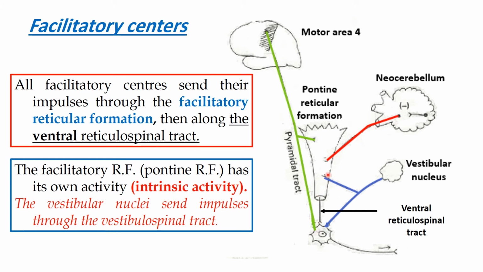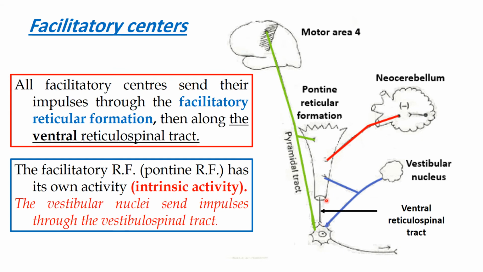But at the same time, they send their impulses through the pontine reticular formation. So the pontine reticular formation collects the facilitatory impulses from the motor area 4, from the neocerebellum, from the vestibular nucleus, and then sends them back along the ventral reticulospinal tract to increase the gamma efferent discharge and increase the stretch reflex.